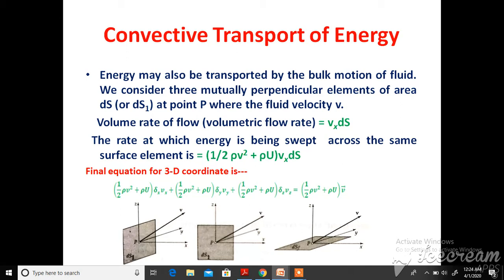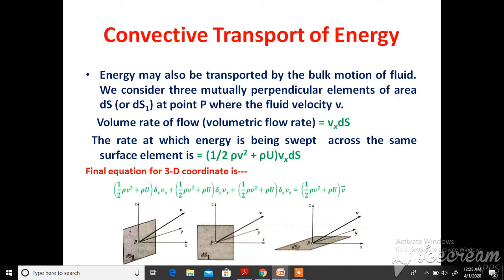Next, we will calculate the rate at which energy is being swept across the same surface element or transferred from one point to another. For our first case, when fluid is flowing in the x direction, this energy expression will be (1/2 ρv² + ρU) Vx dS. The first term represents the kinetic energy, the second represents the internal energy, Vx is the velocity of fluid in x direction, and dS is the differential surface area.